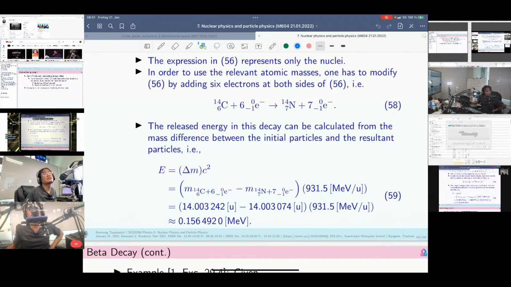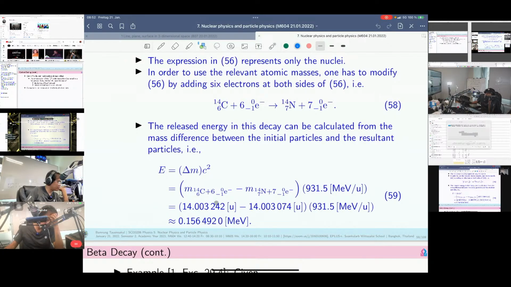Okay, and the next one is we find the difference of the mass between the input side carbon 14 and the output side nitrogen 14. One of the neutrons has been converted to a proton, so we have one more proton. And the neutron will also emit one more electron, that's why we have one more electron at the output. But we neglect the mass of the electron, okay? Because the mass in the nucleus is more significant.